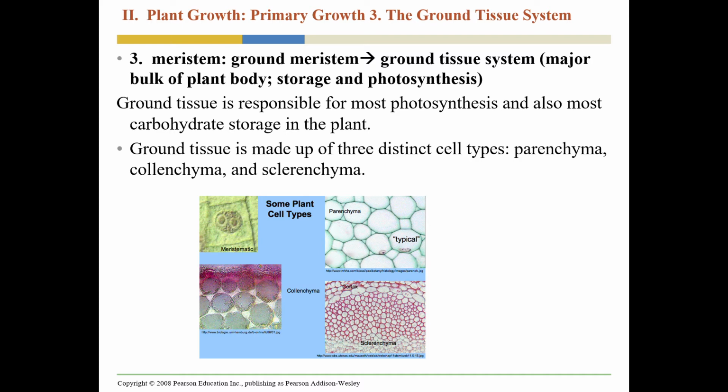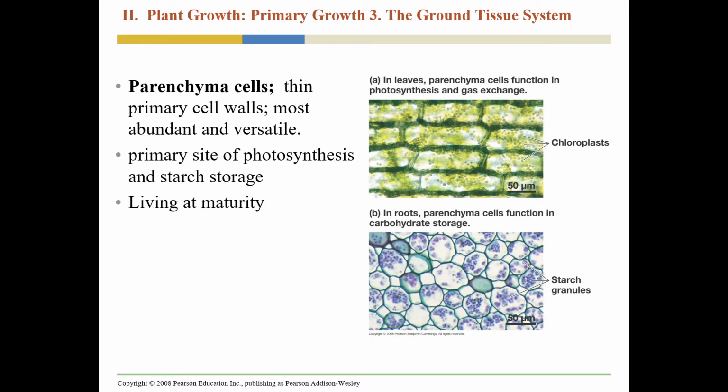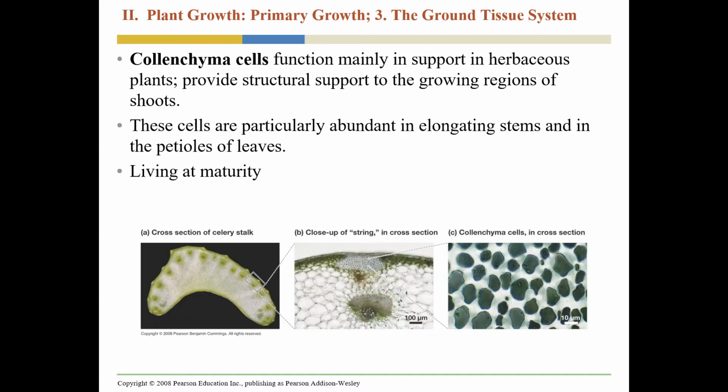Now we're going to look at this stuff in lab, but we'll just go over them here. So parenchyma cells: this is the primary site of photosynthesis and storage, and they are living at maturity. They have thin primary cell walls and are the most abundant and most versatile. So most of your ground tissue system is made up of these parenchyma cells.